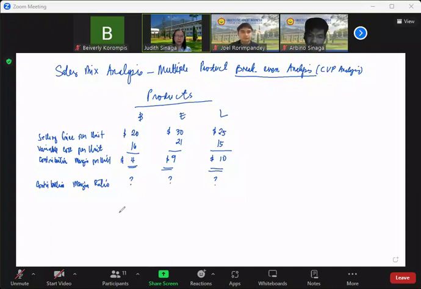Baru misalnya, oke, kita akan decide sales mix ratio-nya. Sales mix ratio.